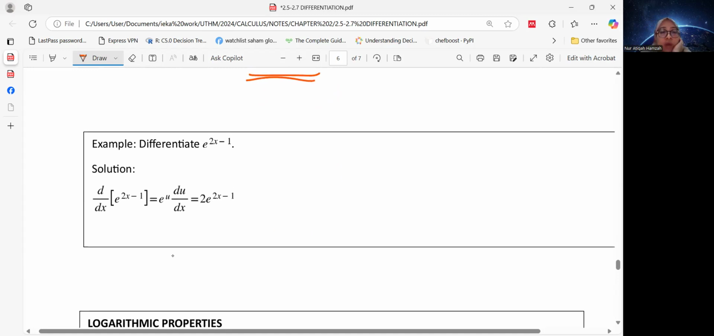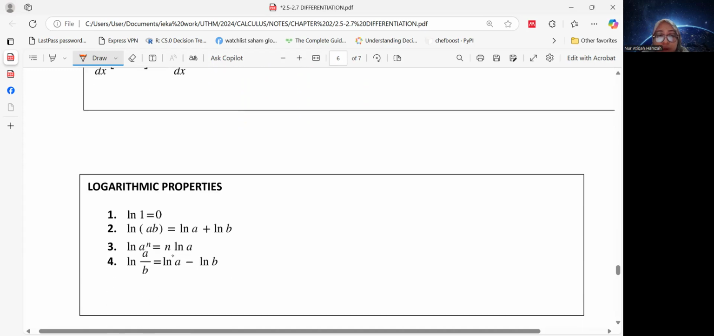Okay, so when we have to differentiate e, exponential of 2x minus 1, we use the e to the power of u du dx. So this one is our u. Our du dx equals 2. So e^u du dx is equal to 2e to the power of 2x minus 1.